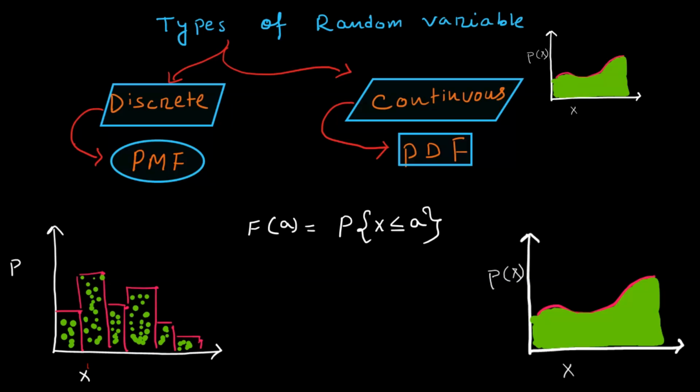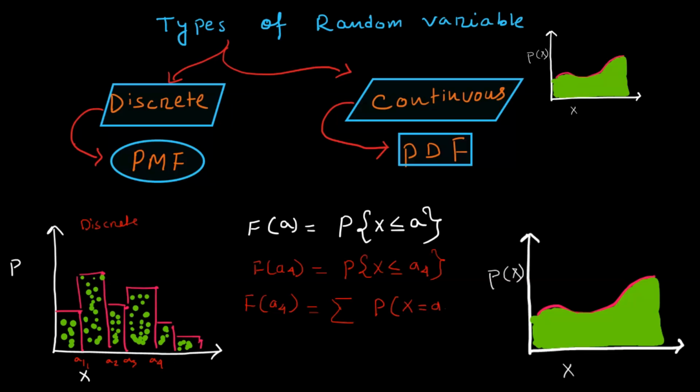Let's see. In this case, suppose this is discrete. Suppose we have random variables a1, a2, a3, a4, and I want to find F(a4). So it will give me probability of x less than or equal to a4. And how am I going to find it? I am going to find it by doing summation. The summation of all the probabilities less than or equal to a4, that is i equal to 1 to 4. I have to count this area, this area, this area, and this area.